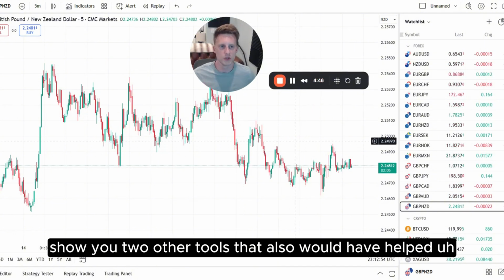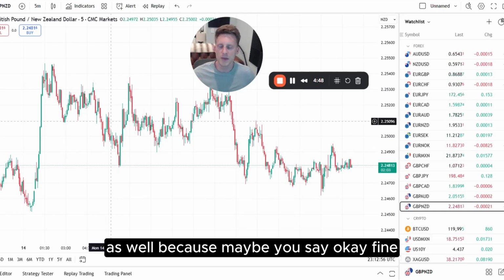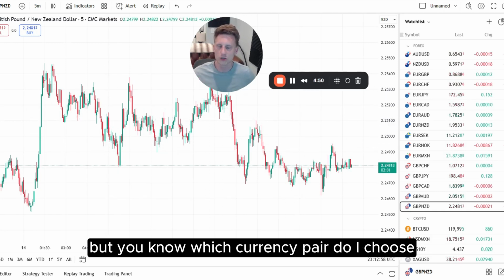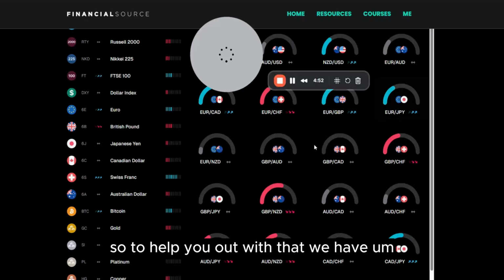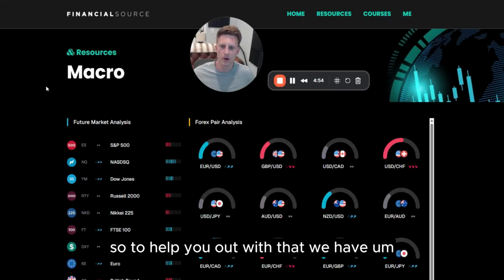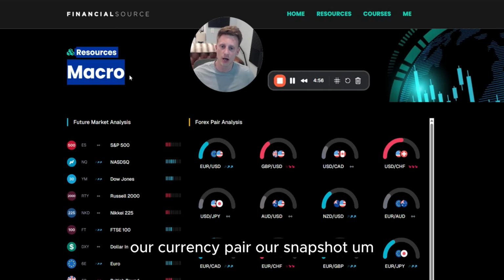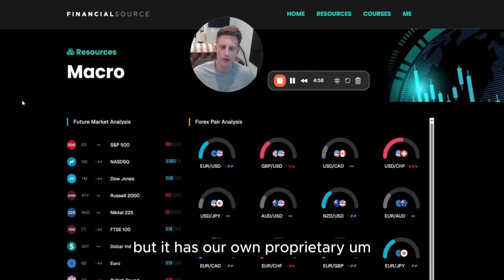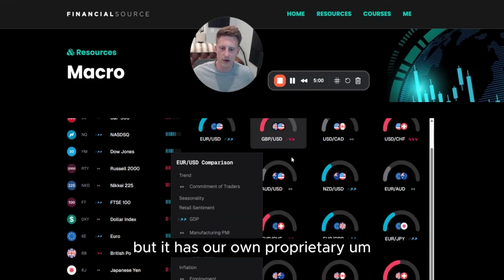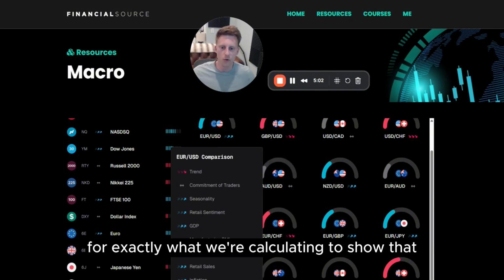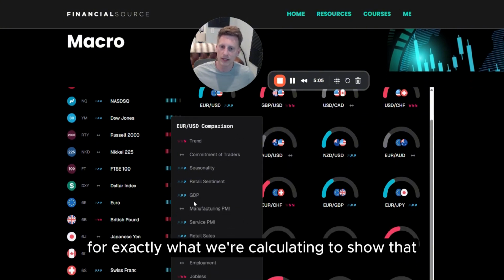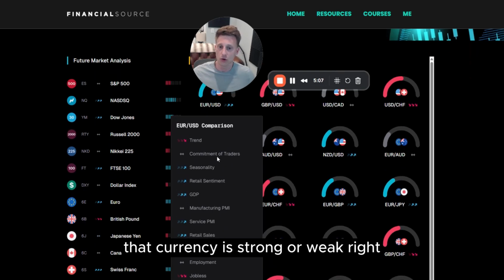I'll show you two other tools that also would have helped as well, because maybe you say, okay, fine, but which currency pair do I choose? So to help you out with that, we have our currency pair snapshot. So it's like a strength indicator, but it has our own proprietary formula for exactly what we're calculating to show that that currency is strong or weak, right?